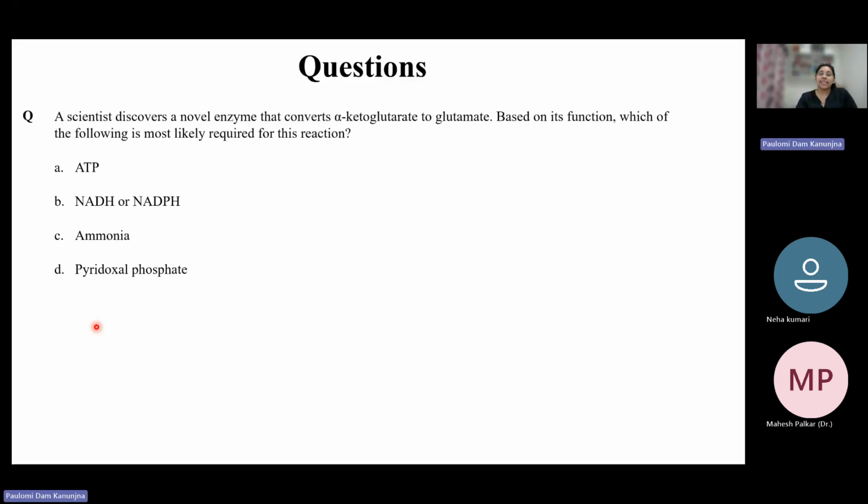Next, a scientist discovers a novel enzyme that converts alpha-ketoglutarate to glutamate. We have seen this enzyme multiple times. So you need to tell me which one of these is likely required for its reaction.